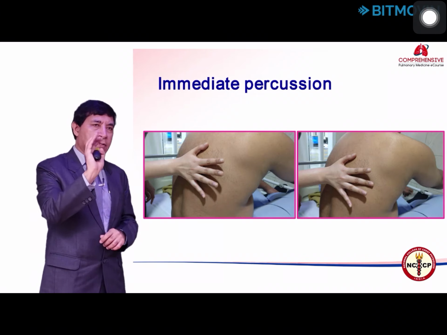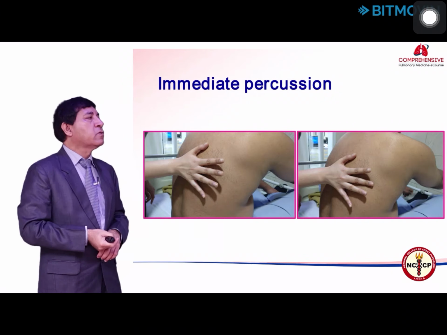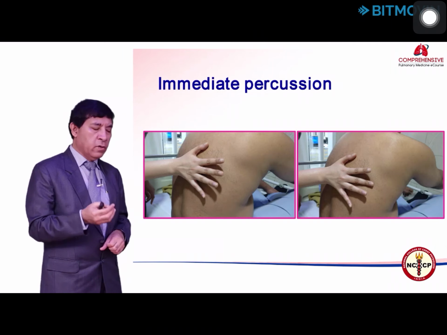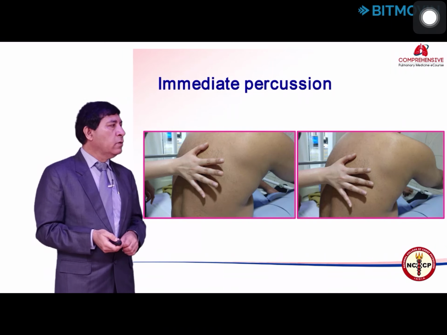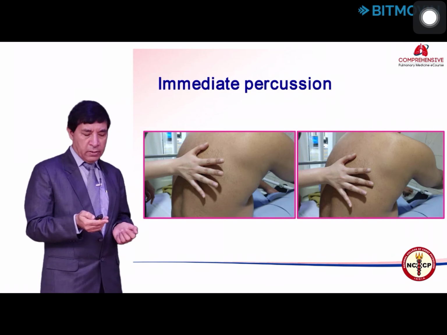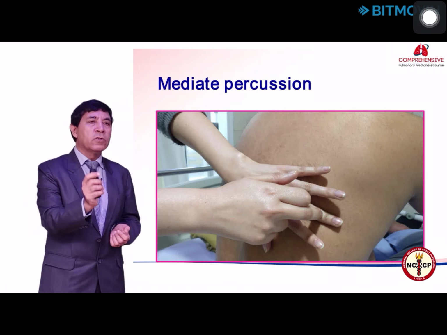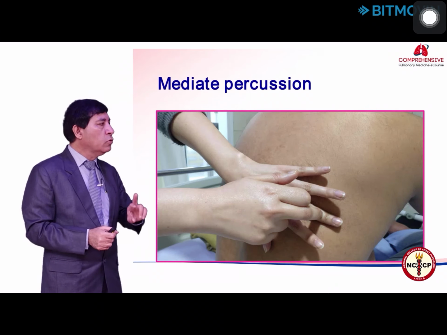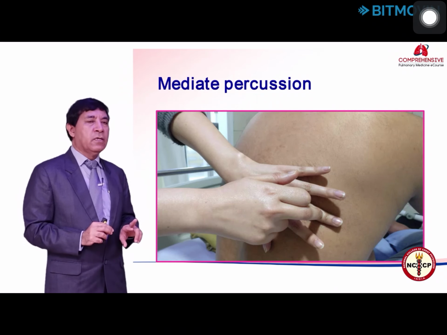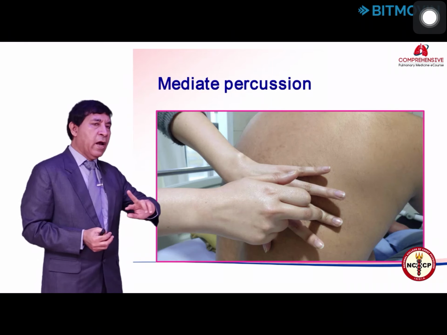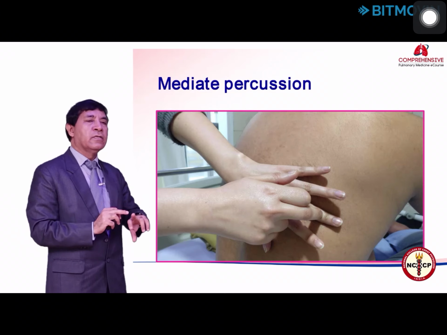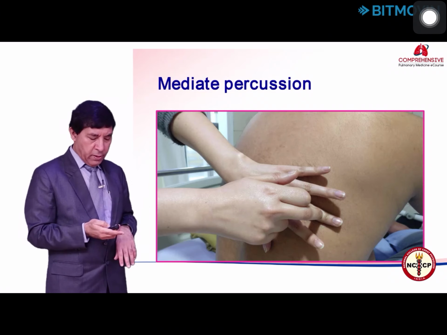You can do the percussion directly with your hand. This is called immediate percussion, where you use your hand, your fingers, and you can do this over the bony prominences particularly. The most common method is what we call mediate percussion, in which you use a plexor and a pleximeter finger. With the left hand you use the pleximeter finger, and with the right, as a plexor, you percuss over a particular area.